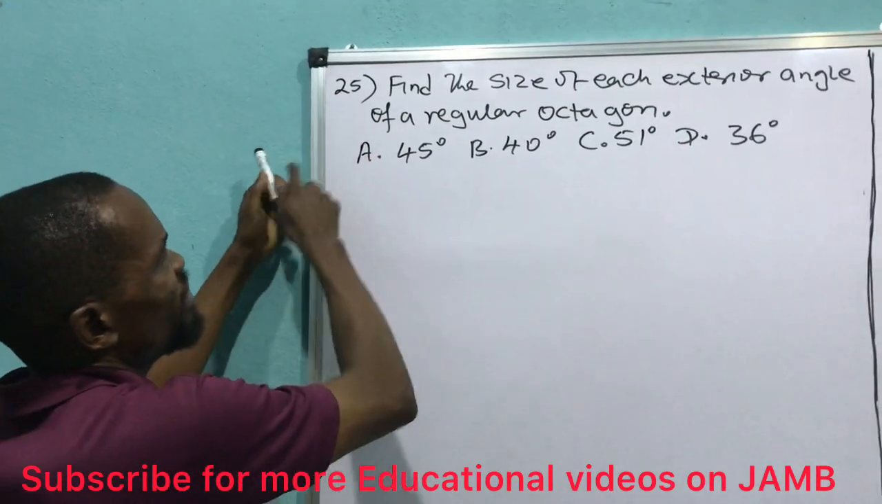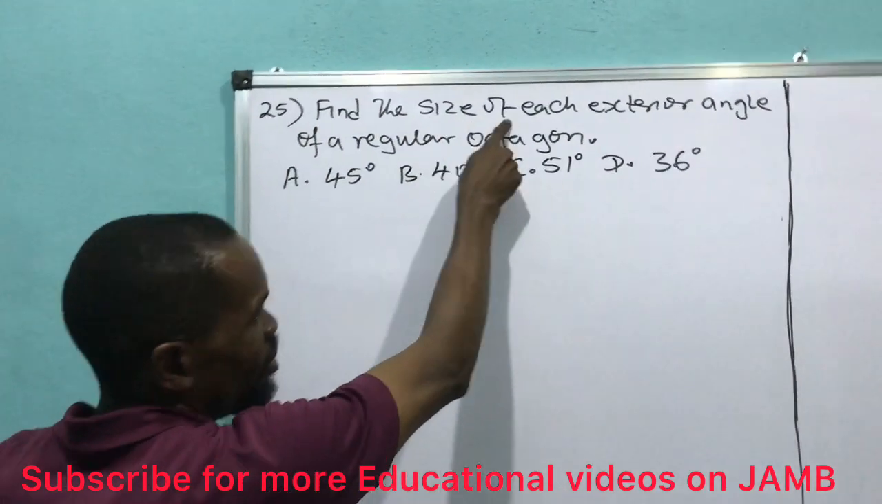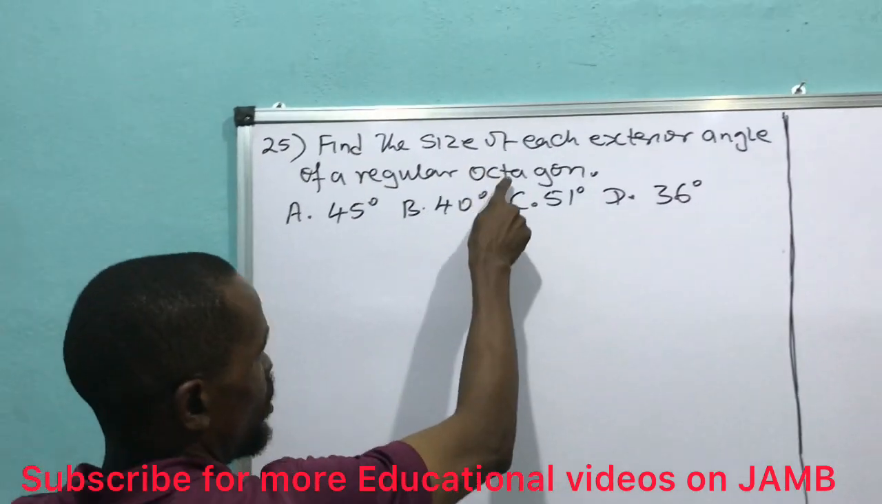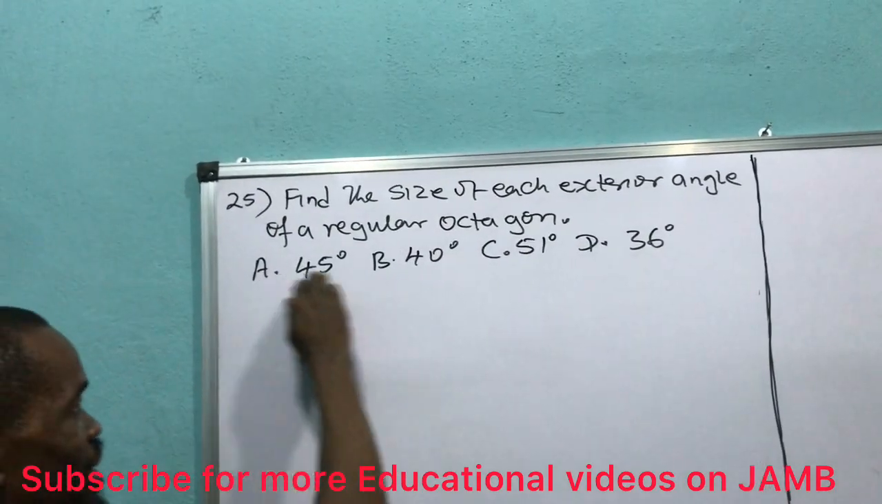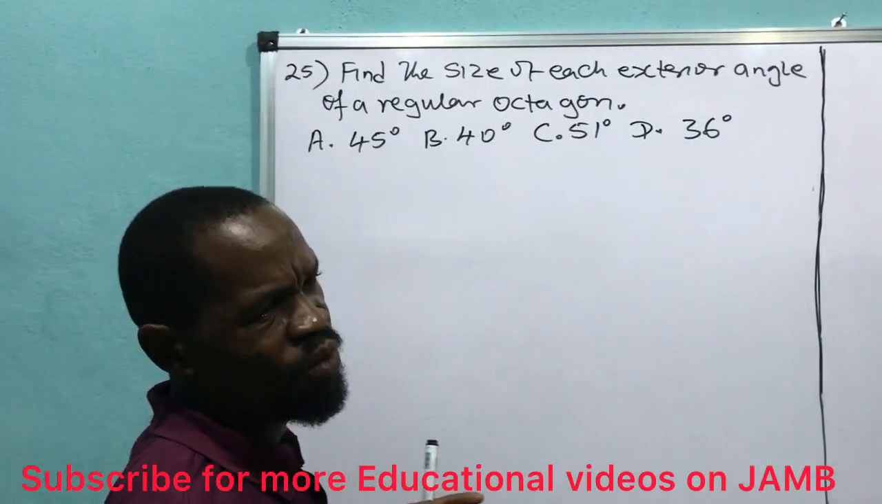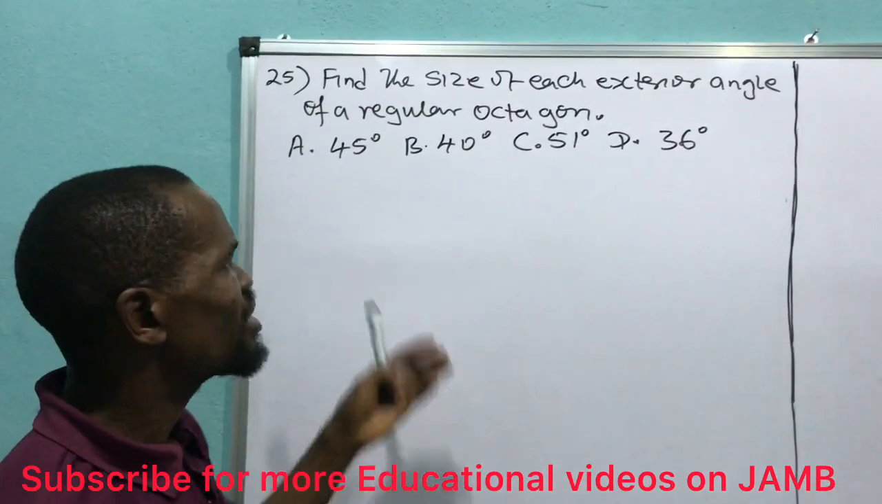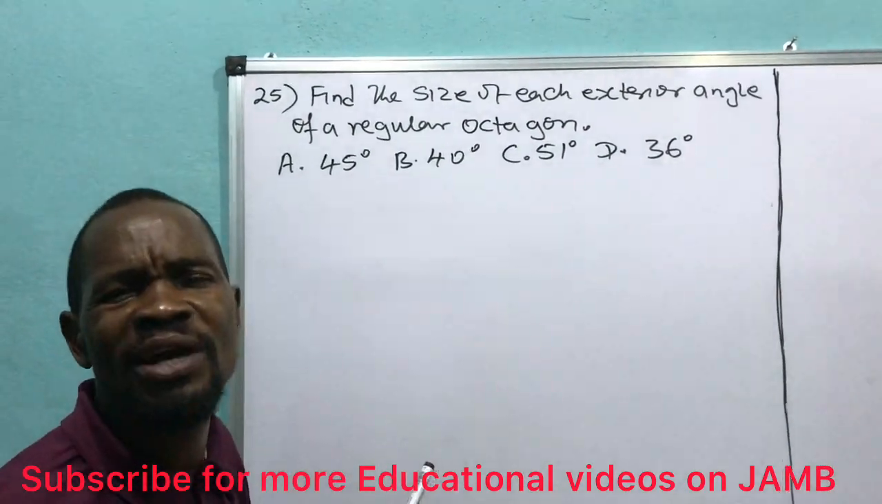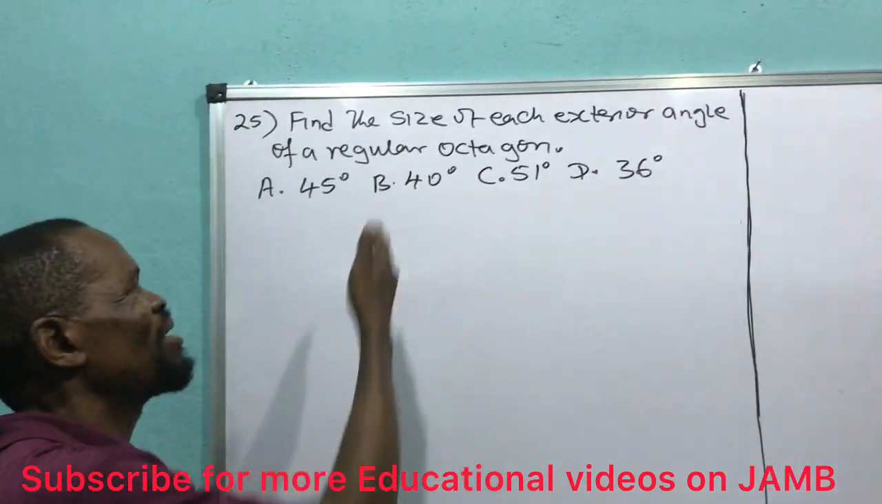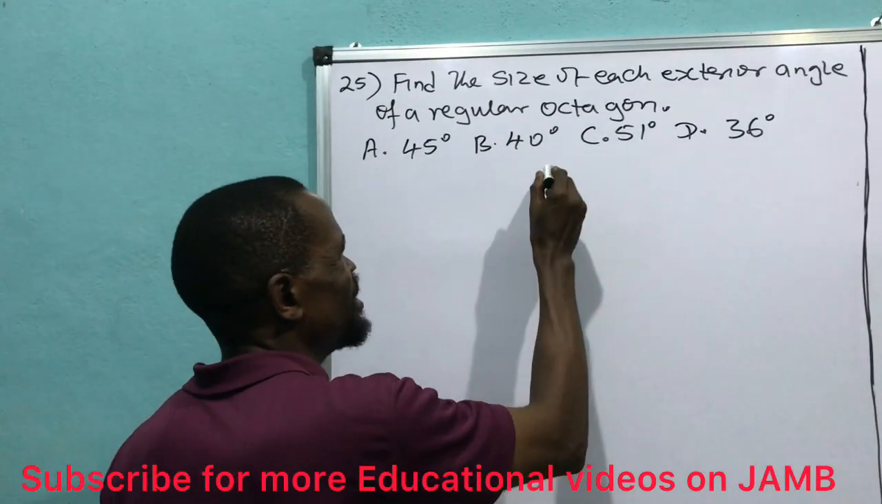Question number 25 said, find the size of each exterior angle of a regular octagon. Look at the options they give us. The problem we have here is the octagon. Students, identify what we mean by octagon. Octagon is what kind of shape? That's where we have the problem. That's where JAMB wanted to test you, to know whether you know what I mean by octagon, because this is the simplest question.